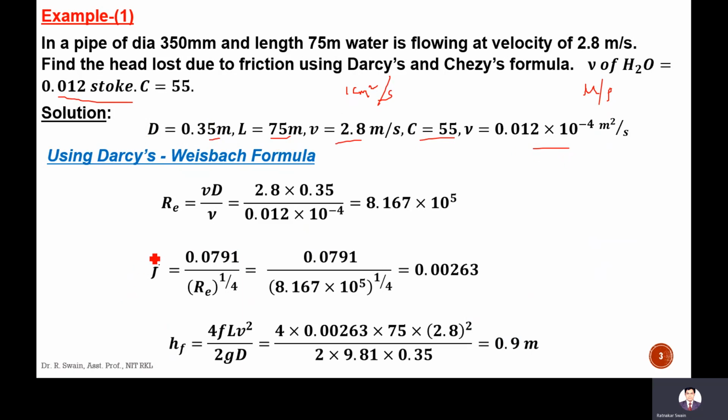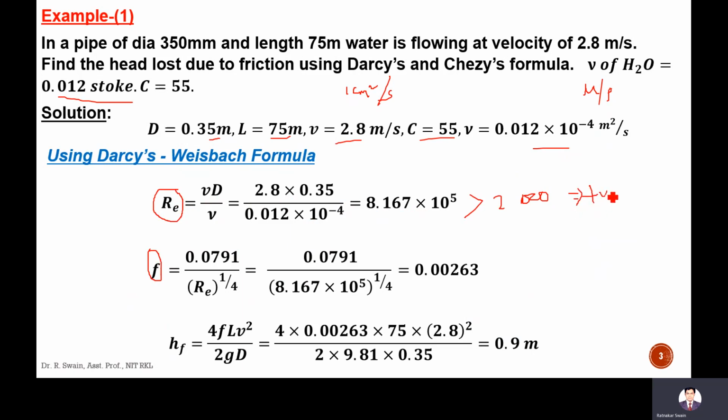So to calculate the coefficient of friction, first we have to determine the Reynolds number to know the type of flow, whether it is laminar or turbulent. So Re is V d by nu, which is 2.8 into 0.35 divided by nu, and if you put the values, it will be 8.167 into 10 to the power 5, which is more than 2000. That means it is turbulent flow.